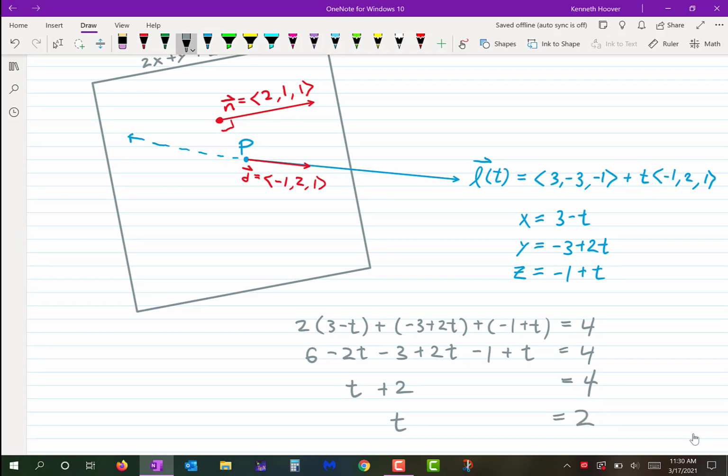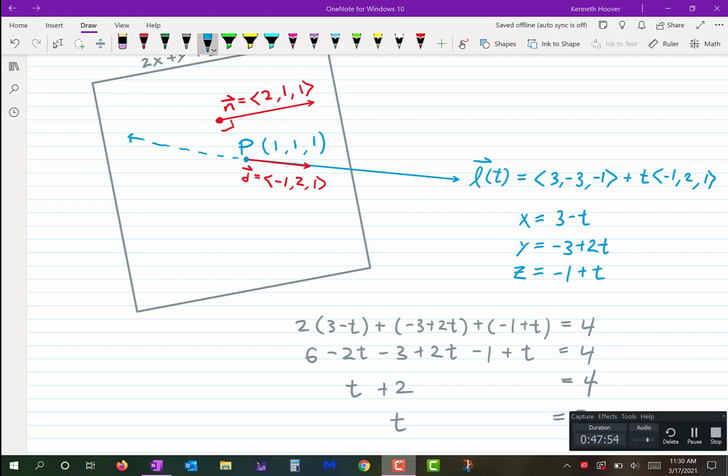What point on the line would we be at when t equals 2? We would be at the point (1, 1, 1). Is that right? Yeah, that's the right answer. That's where the line crosses the plane. Okay.